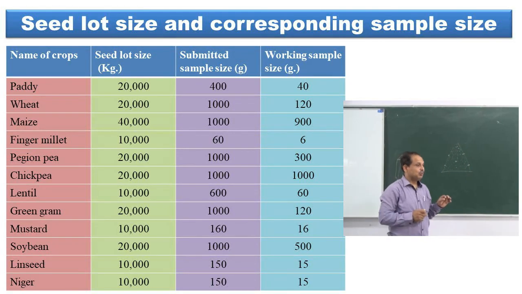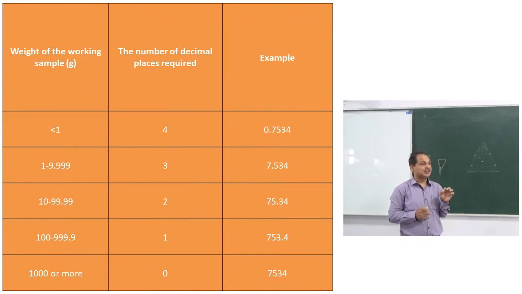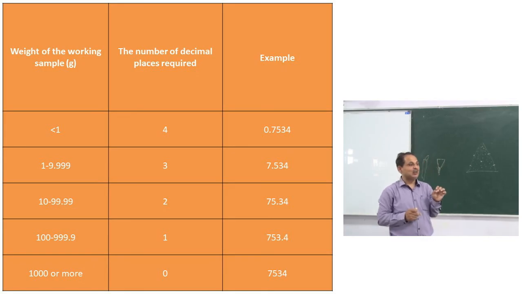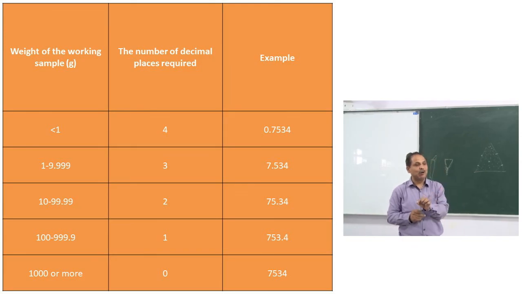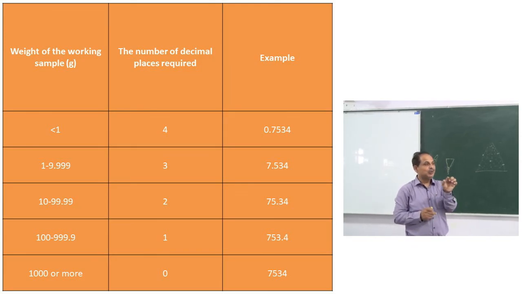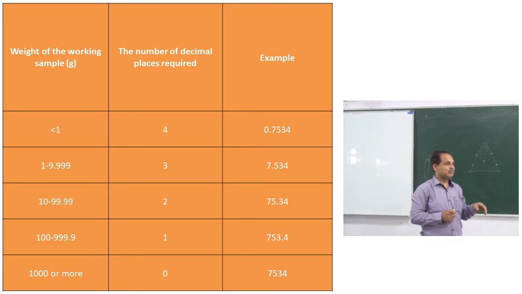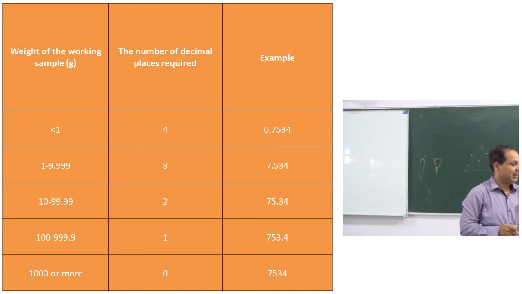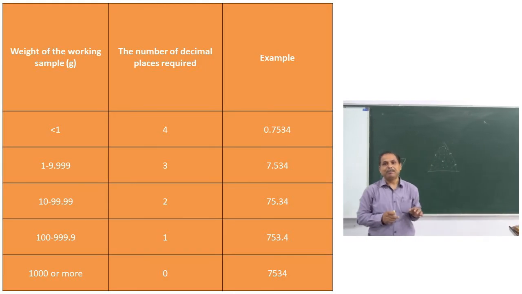Here we must consider the decimal points. How many decimal points do we have to take? If the working sample size is less than 1 gram, then we go for 4 decimal points after the decimal. But as the working sample size increases, the decimal points will decrease. So this is all about seed sampling. Thank you.